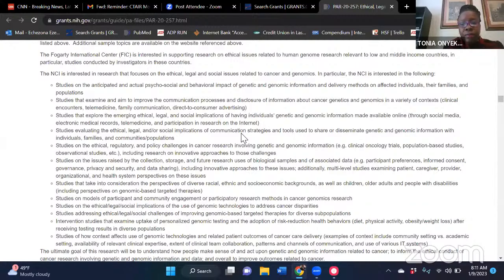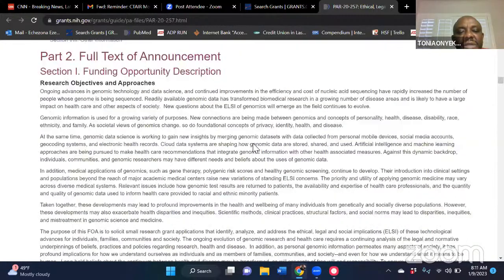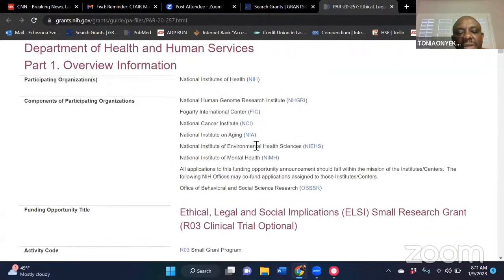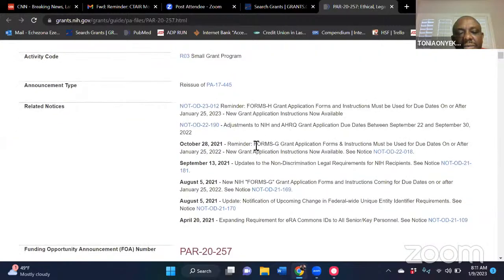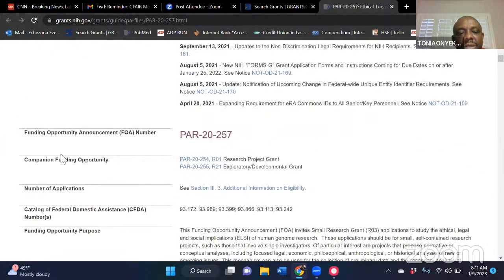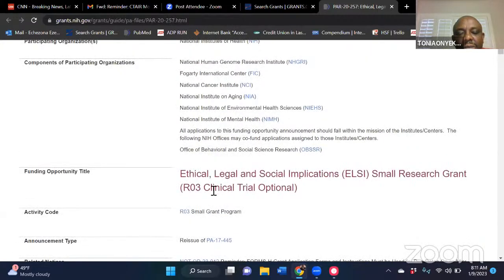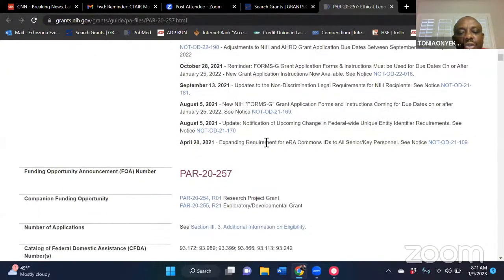Okay, someone's asking, what about companion funding? What's that? Companion funding is when there is a funding like this one, for example. There is companion funding here. So that means, remember this grant we're looking at right now is an R03, a small grant, an R03 clinical trial. It means this same exact grant, you can apply through an R21. An R21 is an exploratory development grant.